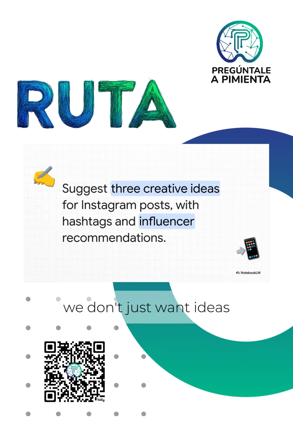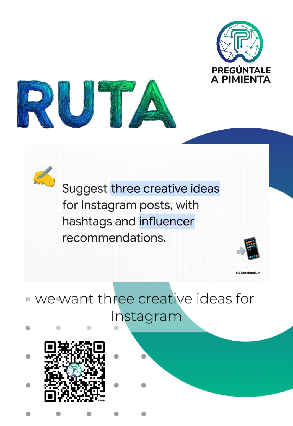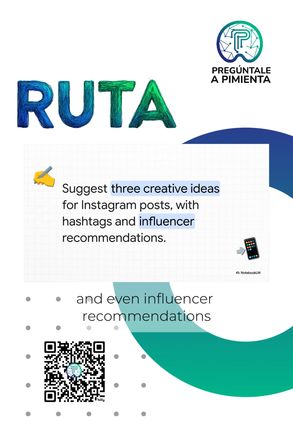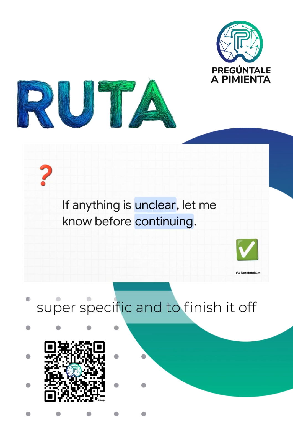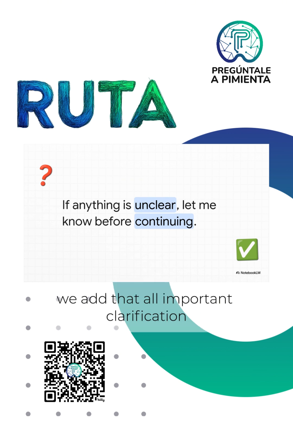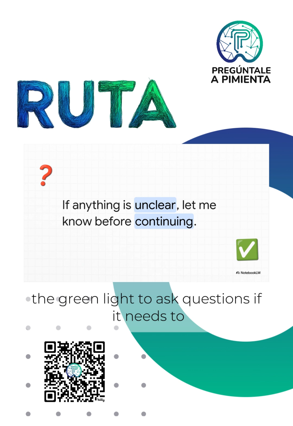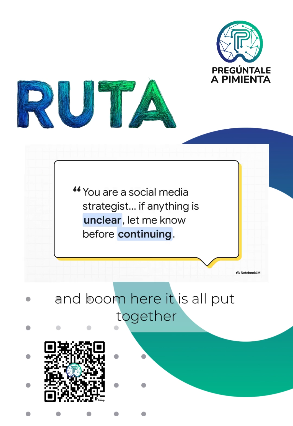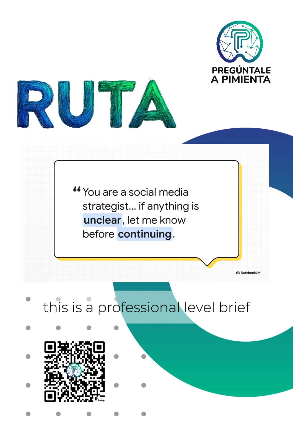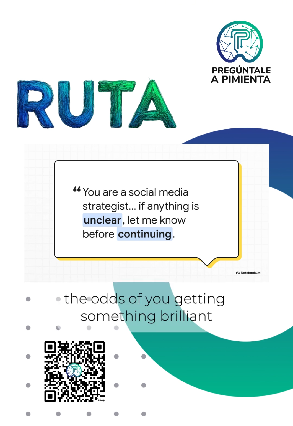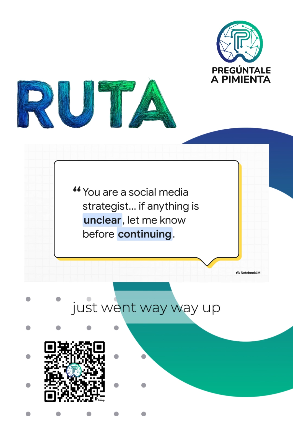We don't just want ideas. We want 3 creative ideas for Instagram, and they need to come with hashtags and even influencer recommendations. Super specific. And to finish it off, we add that all-important clarification. We give the AI the green light to ask questions if it needs to. And boom, here it is all put together. You see, this isn't a question anymore. This is a professional-level brief. It is precise, it's strategic, and it sets the AI up for success. The odds of you getting something brilliant back on the very first try just went way, way up.